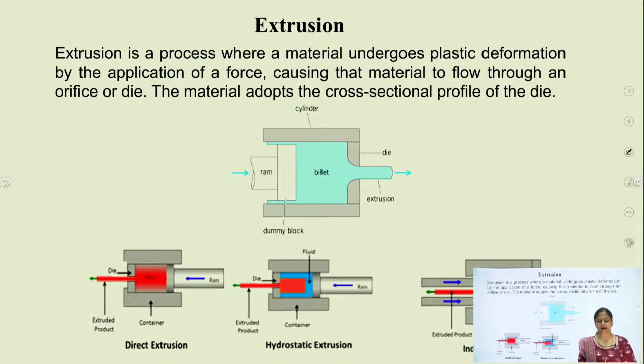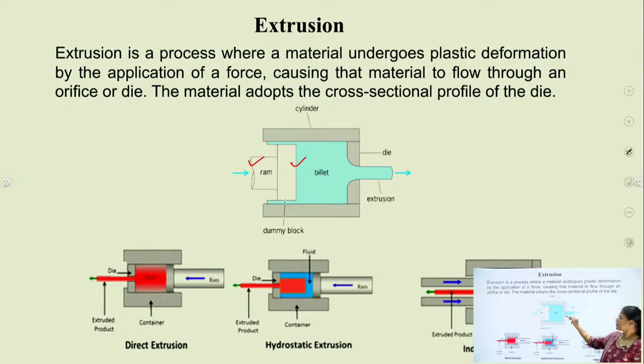The next process is extrusion. Extrusion is a process where a material undergoes plastic deformation by the application of a force, causing that material to flow through the orifice or die. The material adopts the cross-sectional profile of the die. In this figure we can see the extrusion process. This is the ram, this is the dummy block or pressure plate, there is a billet which is placed inside the cylinder, and this is the die.